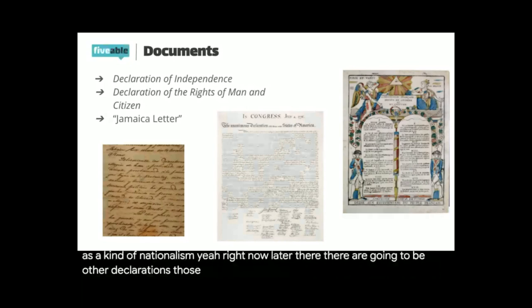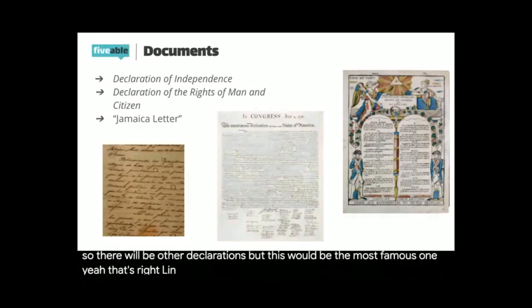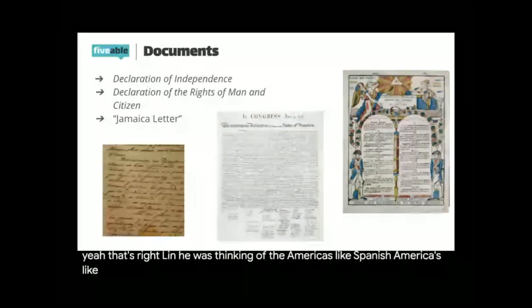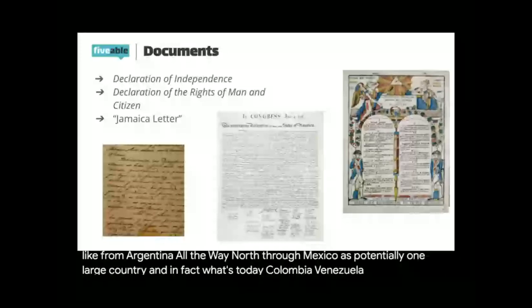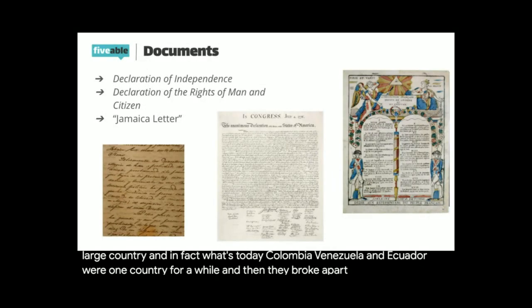Yeah, that's right, Lynn. He was thinking of the Spanish Americas, from Argentina all the way north through Mexico, as potentially one large country. And in fact, what's today Colombia, Venezuela, and Ecuador were one country for a while, and then they broke apart.